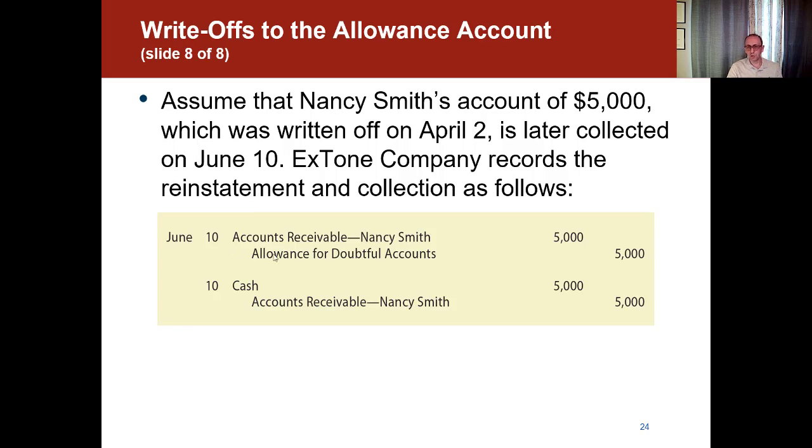So what we do is that we reverse this write-off journal entry. So we debit accounts receivable for Nancy Smith and we credit allowance for doubtful accounts. So when we credit the allowance for doubtful accounts, we're bringing back the balance to the allowance for doubtful accounts. Then we collect the cash, so we debit cash and we credit accounts receivable for Nancy Smith.